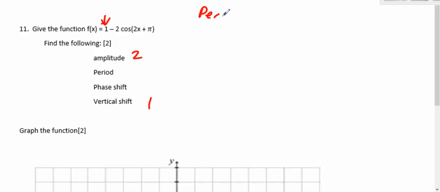And period is always 2 pi divided by b. In this case, b is right here, it's 2. So the period is pi.